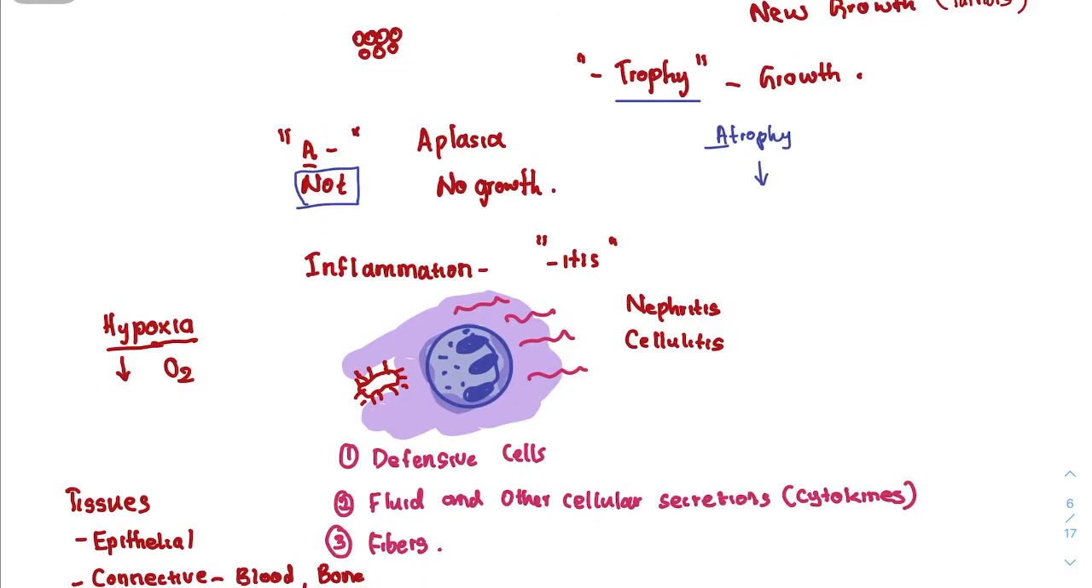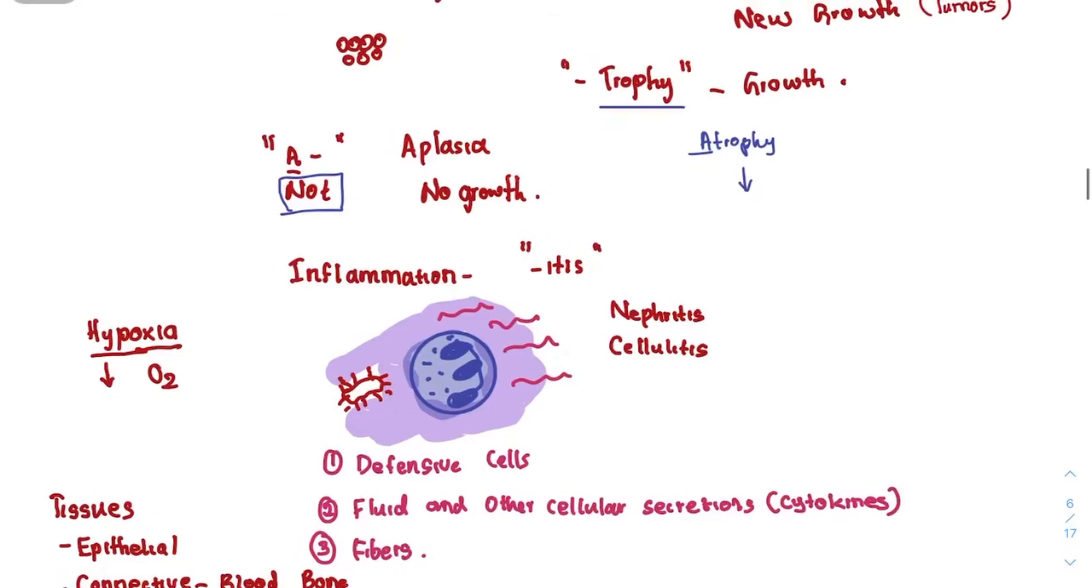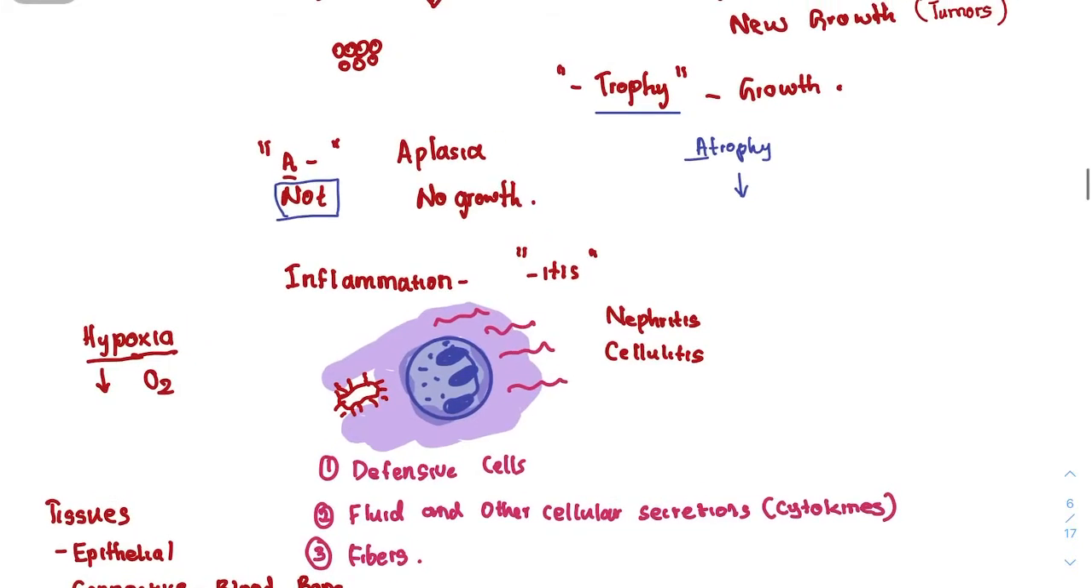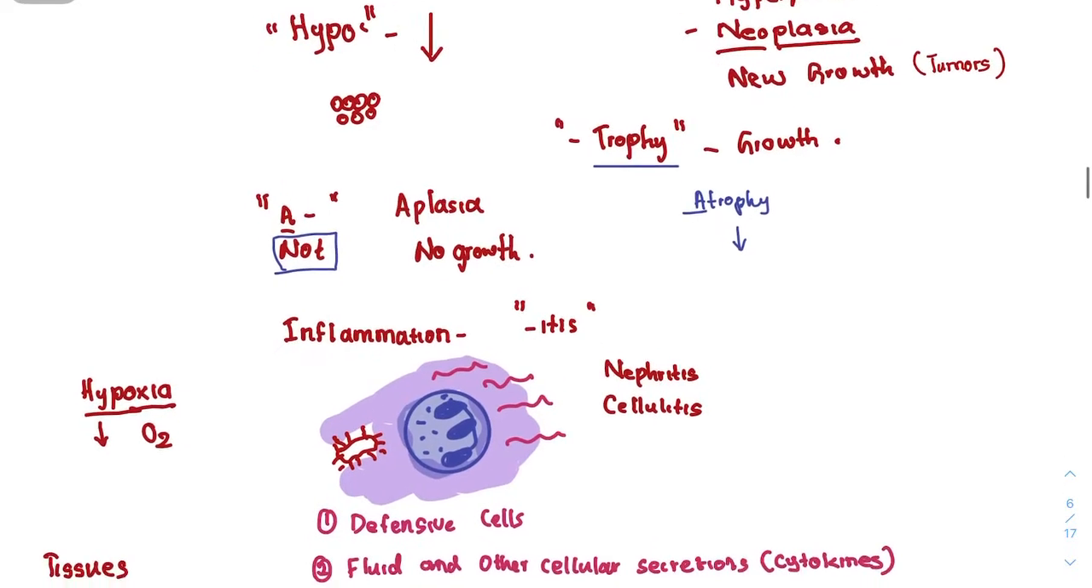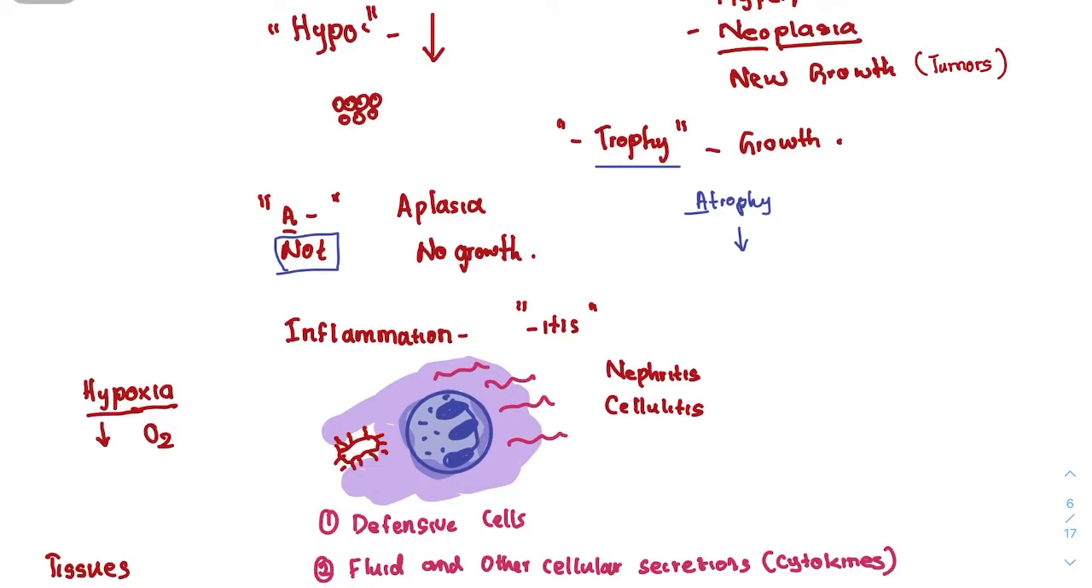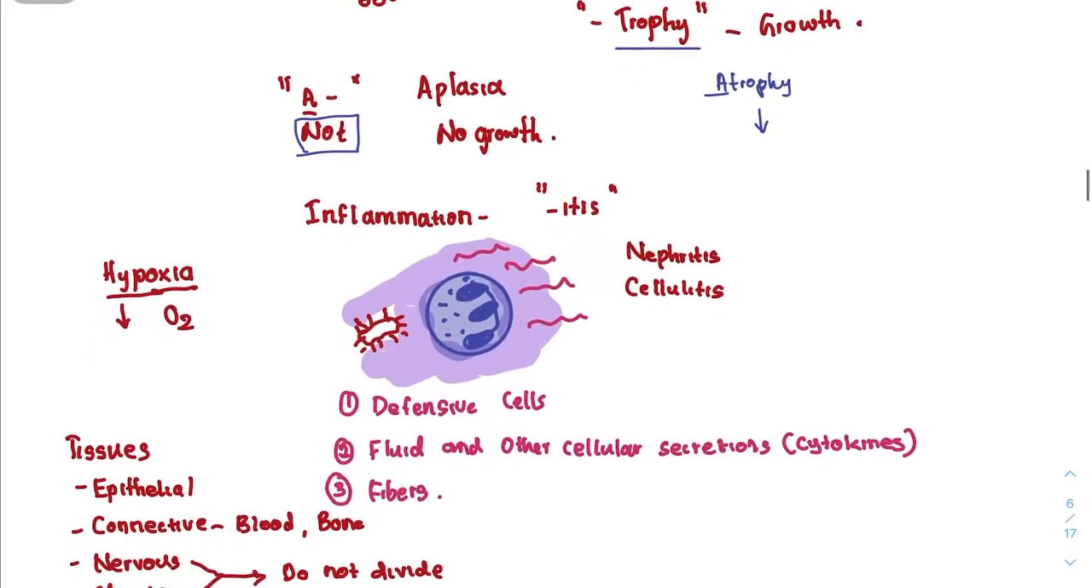And whenever we add the word a in front of another word, it means not. So in this example, aplasia means no growth. This is seen in kidney aplasia, where one kidney forms while the second kidney does not form. Another one, atrophy. The growth is reduced. There's no growth, so the cell size decreases.